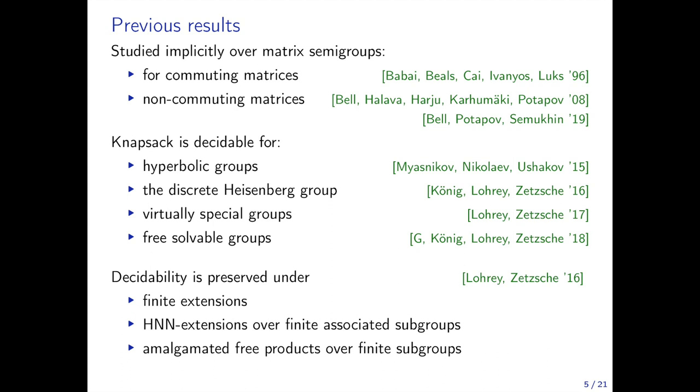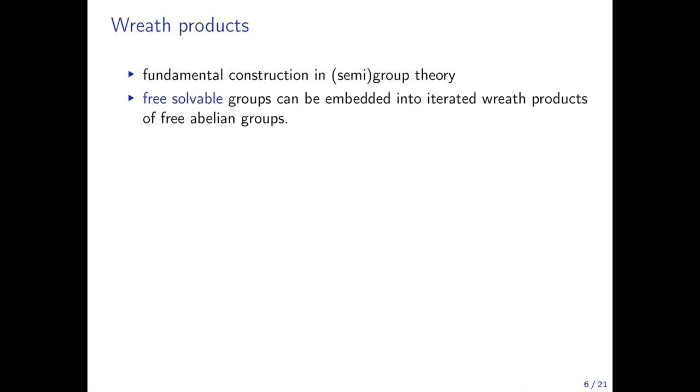Now in this paper, we look at a particular construction from group theory, which is the so-called wreath product. This is a fundamental construction, which is very important in group theory and also in semigroup theory. So this is also relevant for computer science people. In particular, algorithms for wreath products are important because they are a way of providing algorithms for free solvable groups. It is known by the famous Magnus embedding that every free solvable group can be embedded into an iterated wreath product of free abelian groups.